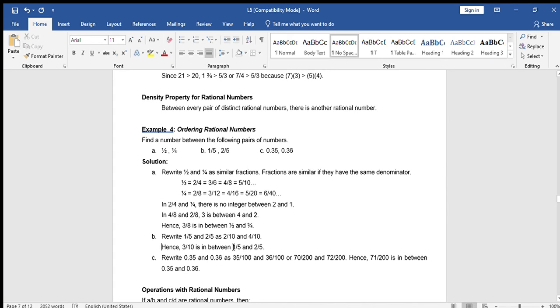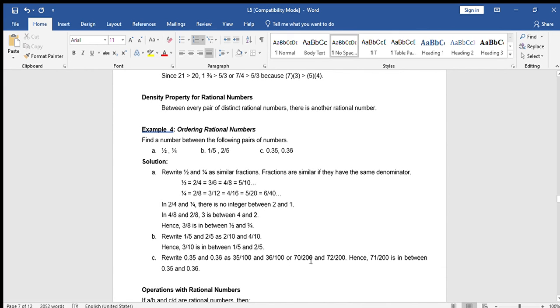How do we make the fraction form? We move the decimal to the right, no? So that becomes 35. Since we moved twice, we put two zeros. That's why we have 100 in the denominator. Same with 36, that's 36 over 100.